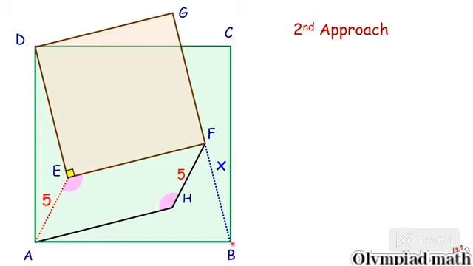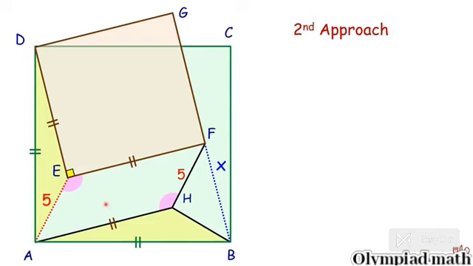Further, we'll join BH. And here we'll try to prove that triangle AHB and triangle DEA, these two triangles, are congruent. So let's check on this. AH and EF are equal because they are sides of a parallelogram, and EF and DE are equal because these are sides of a square. AB and DA are the sides of squares, so AB is equal to DA.